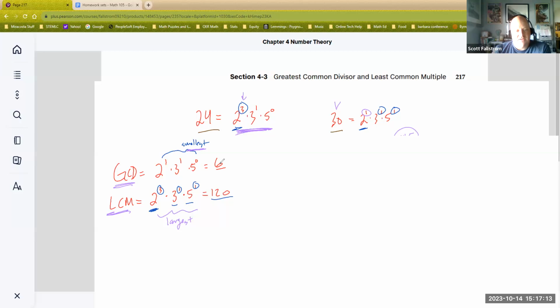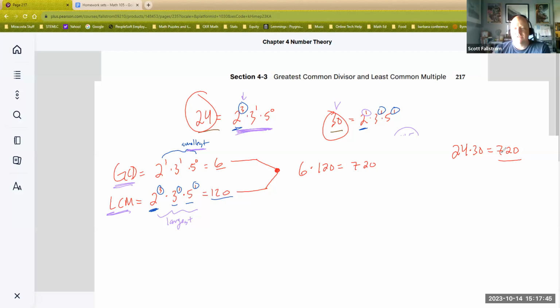Okay, the LCM is 120, the GCD is 6, and what I'm going to do is have you multiply those together. 6 times 120 turns out to be 720. Okay, now get this. Take 24 and 30. 24 times 30, guess what it turns out to be? 720 as well.